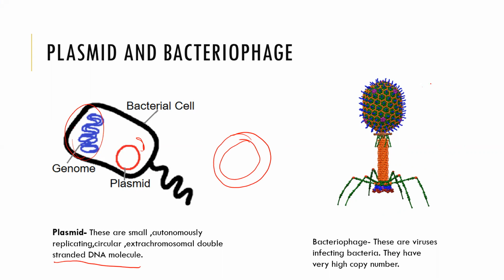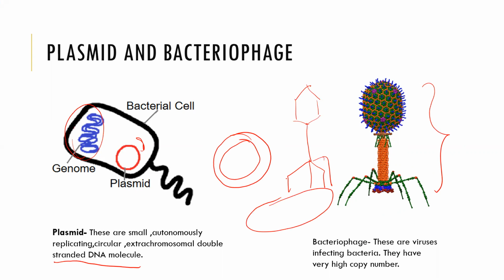And now we'll talk about bacteriophage. The stick diagram of bacteriophage looks like this. And they infect a bacterial cell. So basically, it's a virus, and the genetic material is present in the head. So this particular part is referred to as the head. So these are viruses that infect the bacteria. They have a very high copy number in comparison to the plasmid. So we have two cloning vectors. One is plasmid, and one is bacteriophage.